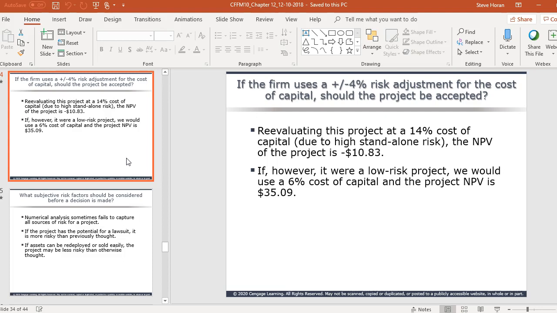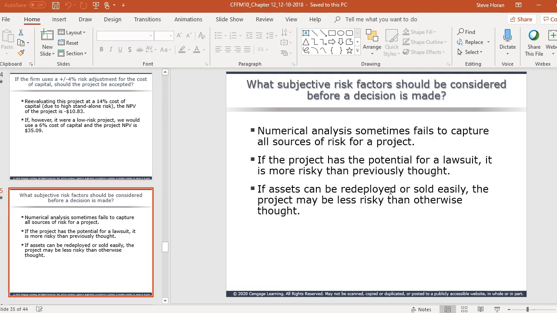If it says here we've got a plus or minus 4% risk adjustment for the cost of capital, would we accept the project? That would mean we'd have to get to a 14% cost of capital. If we used 14%, the project has a negative NPV. If we use a lower one, 6%, then the project obviously has a very high NPV. So we've got to look at both sides of that, and what the certainty is of coming back with those. So what subjective risk factors should be considered before a decision is made?